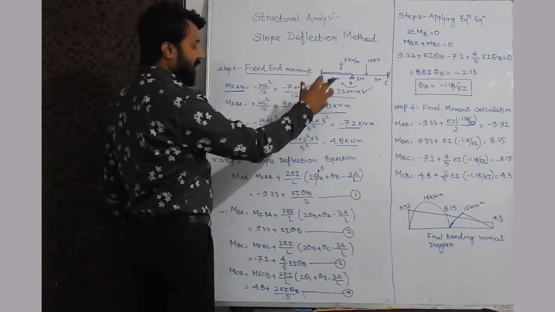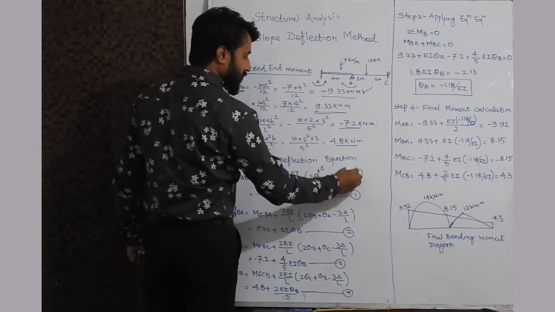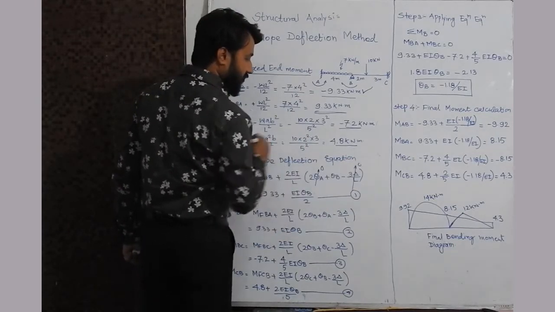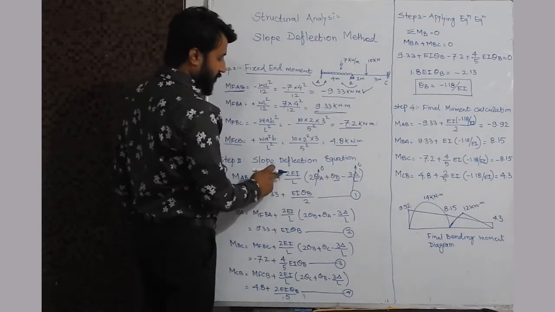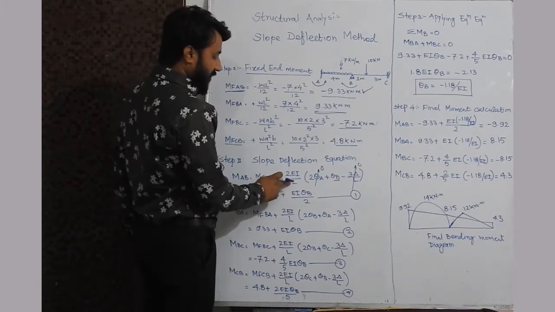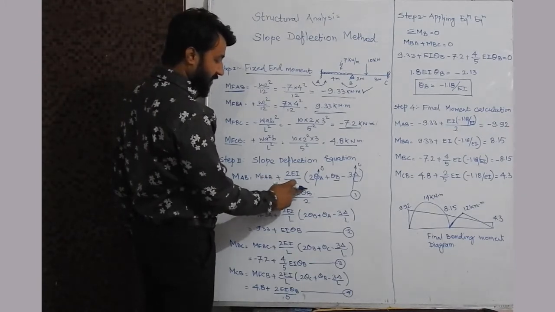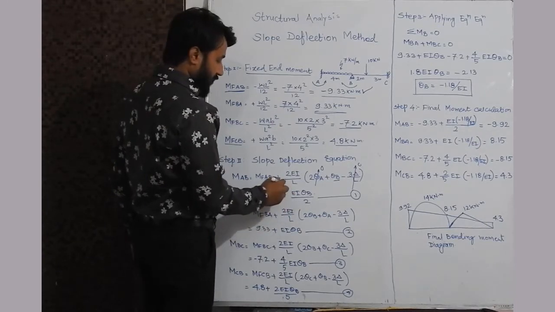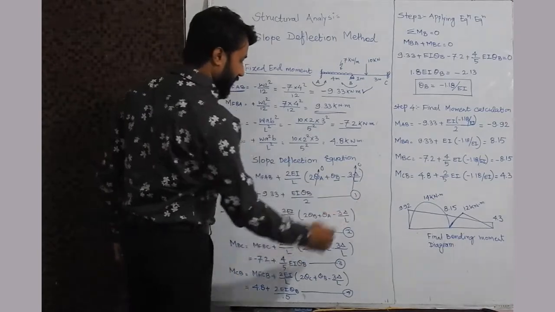As there is no mention of the del value in the numerical, there is no displacement, so this will also be 0. So only theta B will remain. So theta B into 2 by L, where L is 4 meter. So this will be minus 9.33 plus EI theta B by 2, so this will be 1 by 2. So this is equation number 1.